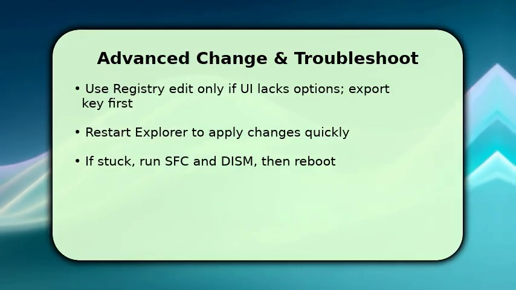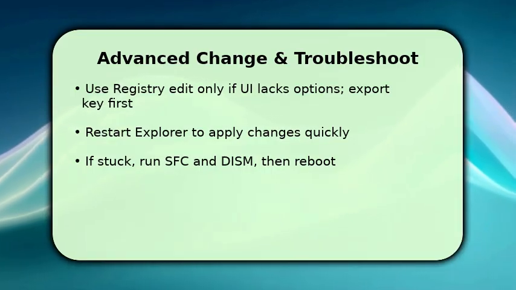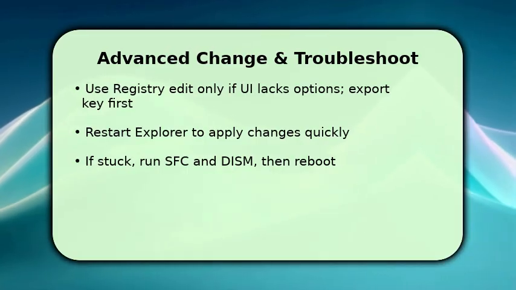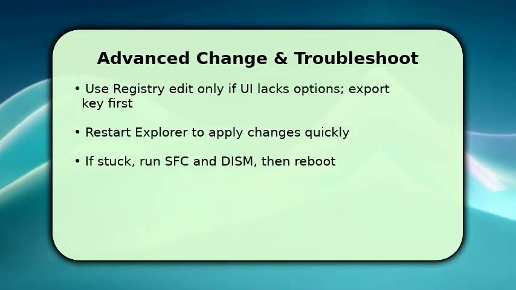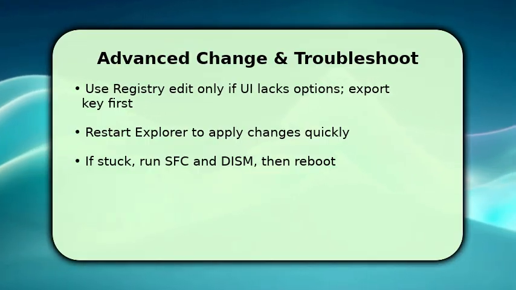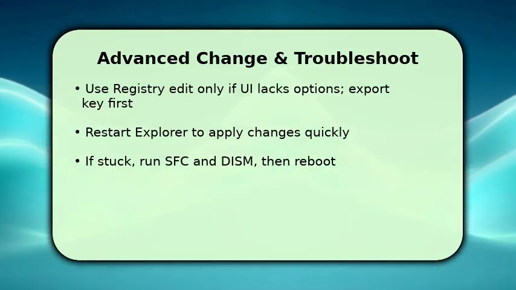Once edits are made, restart Windows Explorer or sign out to apply changes immediately. Make sure to use sensible names and restart Explorer via Task Manager. That avoids a full reboot. If something goes wrong, run SFC and DISM to repair system files, then reboot. That single troubleshooting step often resolves broken taskbar behavior without drastic recovery.